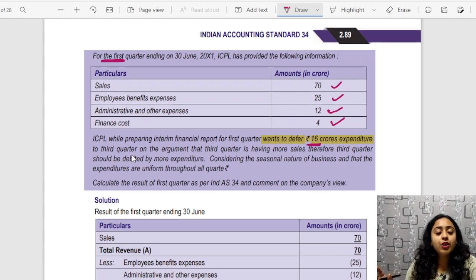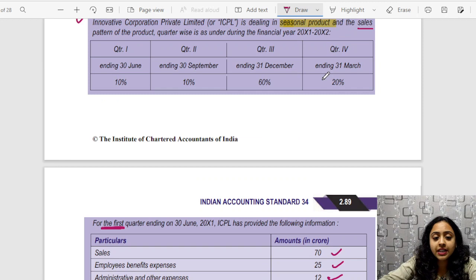No, because we know cyclic, seasonal and occasional incomes are not allowed to be deferred and anticipated unless it is appropriate. Okay, so now ICPL wants to defer 16 crore to the third quarter, on the argument that the third quarter is having more sales, therefore the third quarter should be debited by more expenditure. As you know, 10%, 10%, 20%, and this quarter 3 is having higher sales.